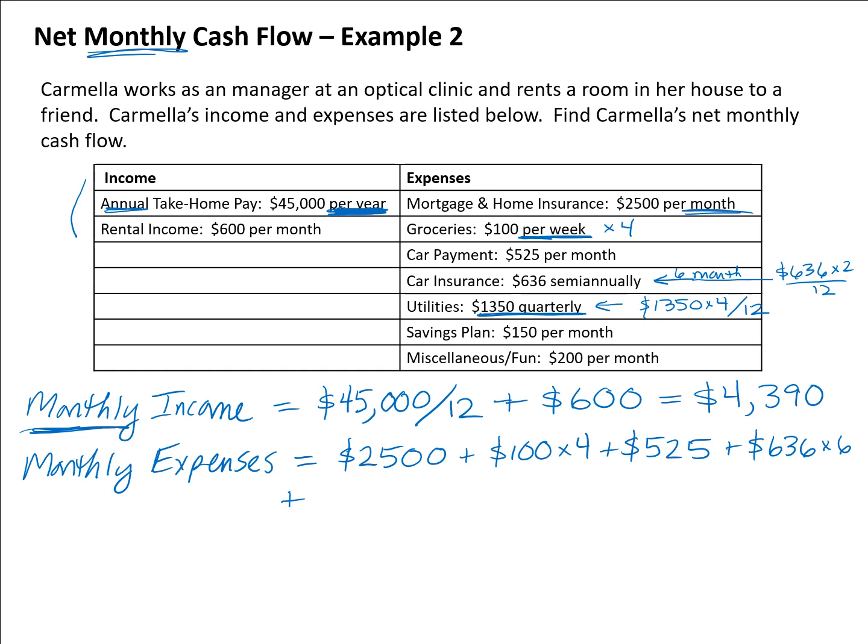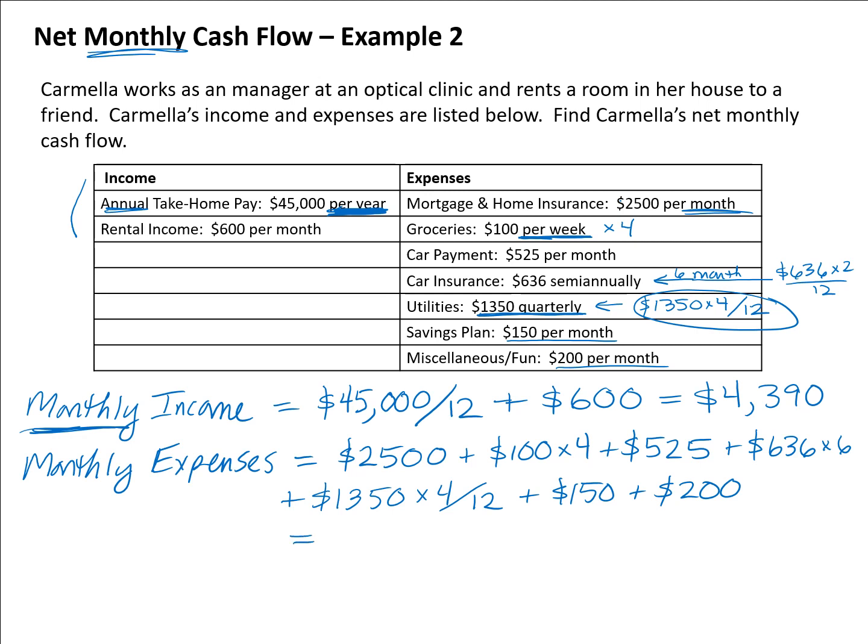Sometimes people get this confused because they say, oh wait, quarterly, doesn't that mean divide by 4? No, it means you're paying 4 times during the year. So times 4 divided by 12. But when you think about it in terms of how many months it is, 12 months divided by 4 is 3 months. So it's actually divided by 3. But I'm going to do it this way because I want to continue to use the quarterly idea with a 4. So $1,350 times 4 to get up to the year, divided by 12. And then luckily the other two don't require a conversion. Savings plan, she's putting $150 each month aside for savings, and for miscellaneous funds, she has $200 allotted.